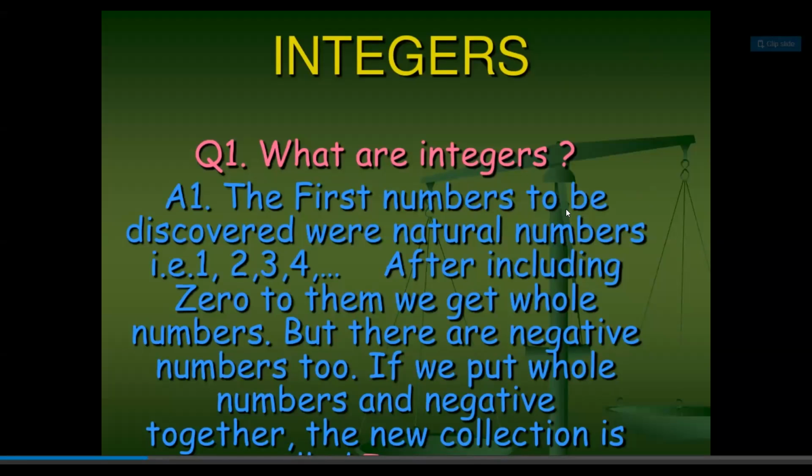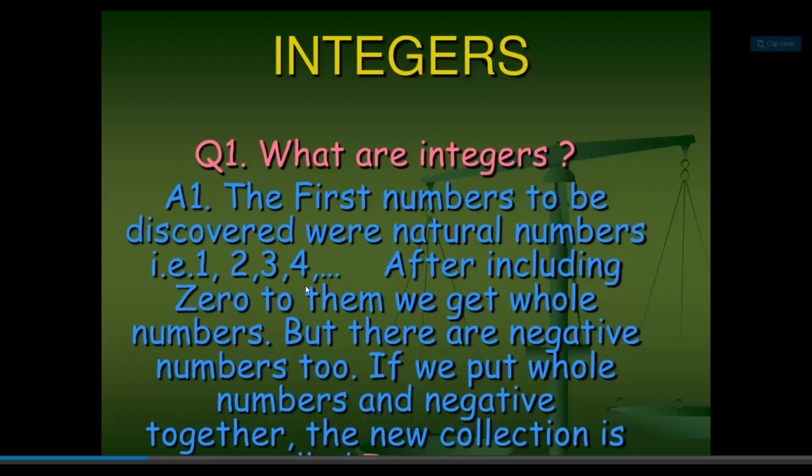The first numbers to be discovered were natural numbers, that means counting numbers, like you can see 1, 2, 3, 4. After including 0 to them, we got the whole numbers. So when 0 was included with the natural numbers 1, 2, 3, and 4, then we consider them as whole numbers, and we consider 0 the smallest whole number.